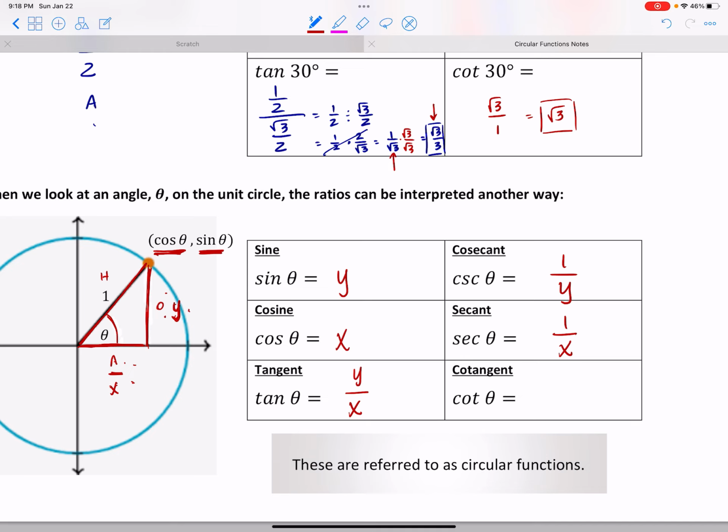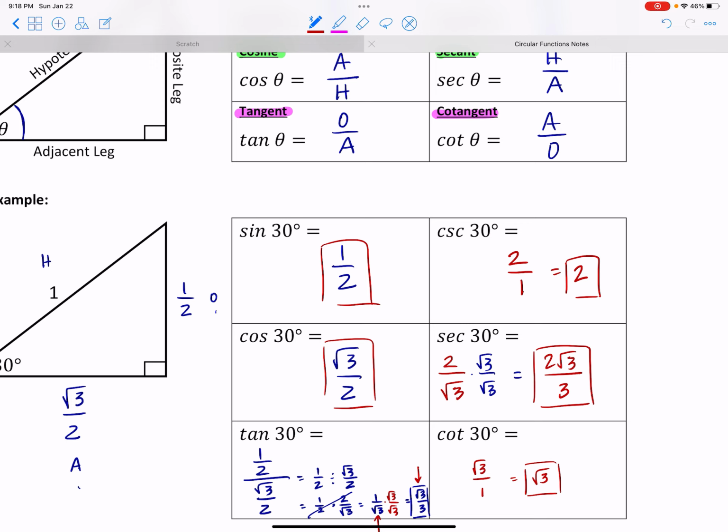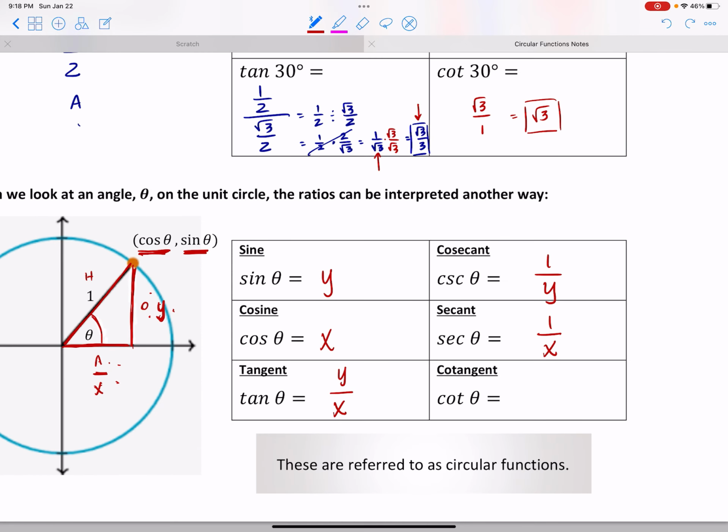So it's 1 over x, and that's the general way to say it, although just like we had up here, I don't want to have to go 1 over 1/2 if that's my y value in my reciprocal. I can just take whatever I have and flip it over. So these are general reciprocals, but we can just take that y value and flip it to get cosecant. We can take that x value and flip it to get secant. And we could take our y over x and flip it to get cotangent. So cotangent is going to be x over y.